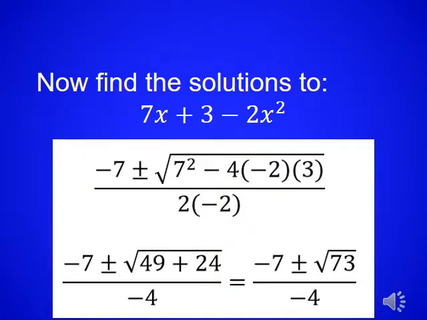Once you know A, B, and C, you just plug everything where it belongs in your formula. Our final answer here is negative 7 plus or minus the square root of 73 all over negative 4.